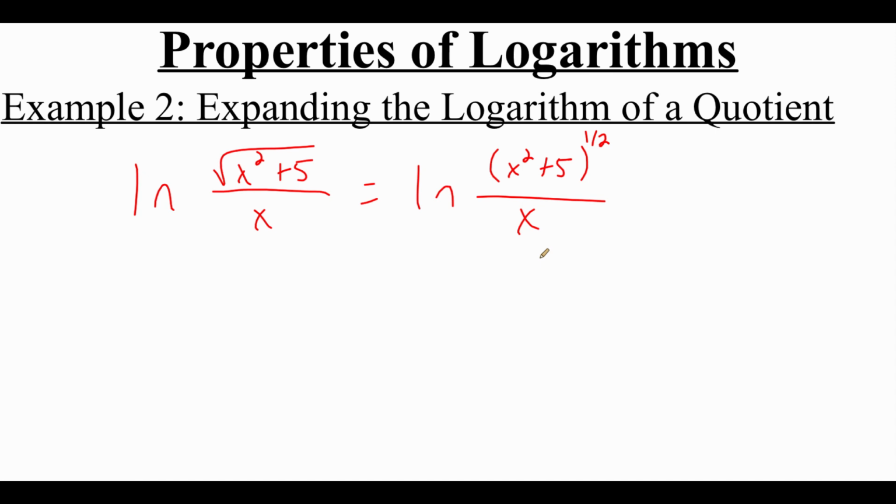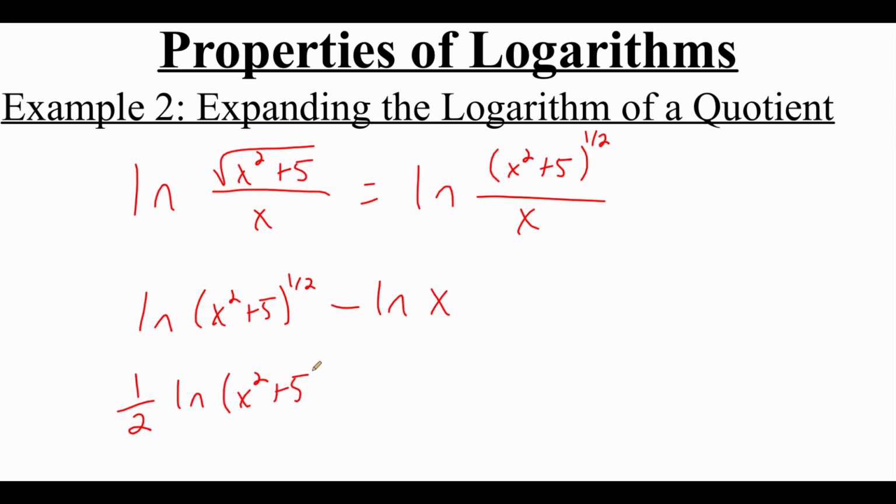Now this division we can split up into a subtraction problem. So we do the natural log of the numerator, which is the x squared plus 5 to the 1/2 power, minus the natural log of the denominator, so that's just x. Now I see this 1/2 power on this x squared plus 5. Using the power property, I can take that power and drop it down in front. So we get 1/2 times the natural log of x squared plus 5 minus the natural log of x.